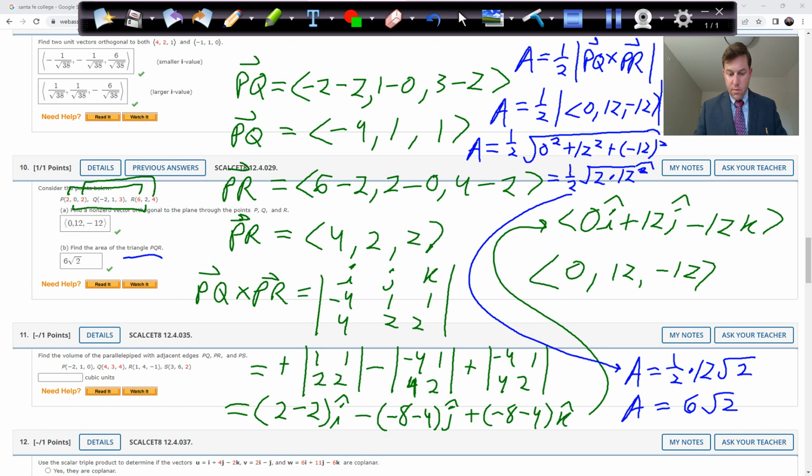So you're given 3 points. Find the vectors between combinations of 2 of those, 2 out of 3 of the points. Do a cross product of those resulting vectors. That gives you the first answer. Find the magnitude of that resulting vector by squaring each component and taking a square root, and then just take half of it, and you'll have the area.